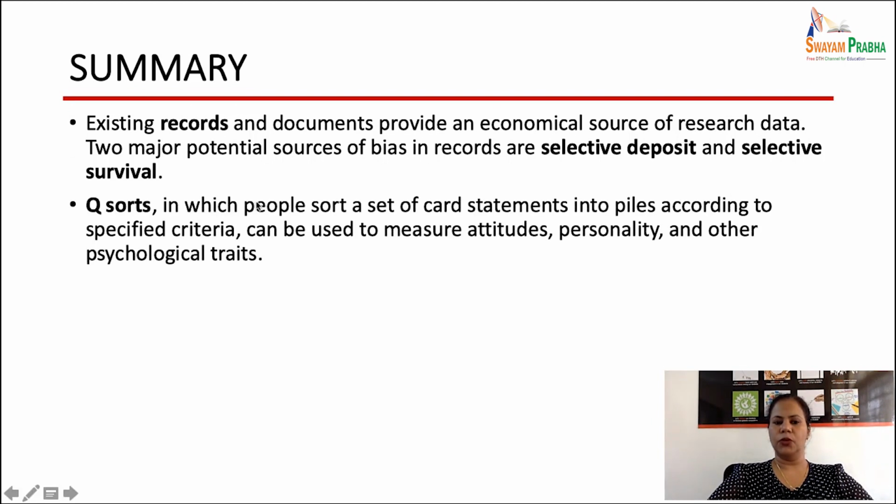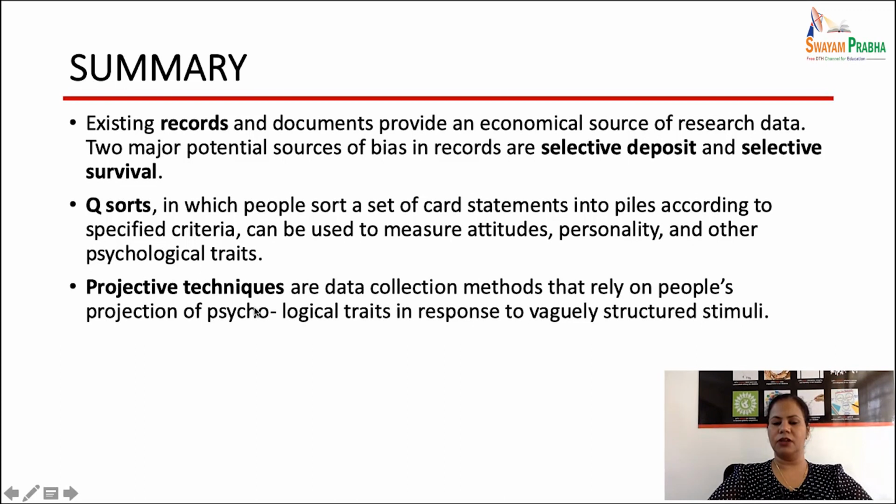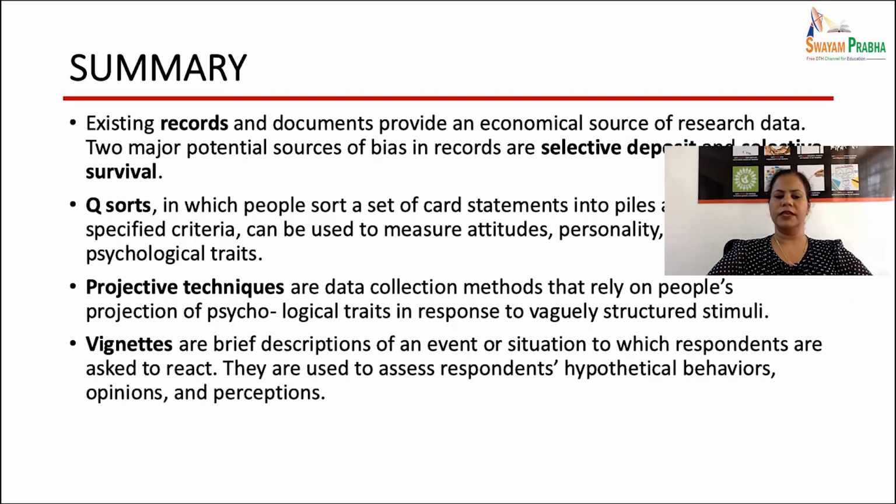Then Q sorts we talked about, in which people sort a set of card statements into piles according to specified criteria, and which can be used to measure attitudes, personality and other psychological traits. And projective techniques, we have talked about, are data collection methods that rely on people's projection of psychological traits in response to vaguely structured stimuli. So we provide some stimuli, and based upon that we can see what the person's opinions, feelings or knowledge are about that. Then vignettes are brief descriptions of an event or situation, where we provide the event or situation to the person and the person is asked to react, giving their own opinions or perceptions about that particular situation.